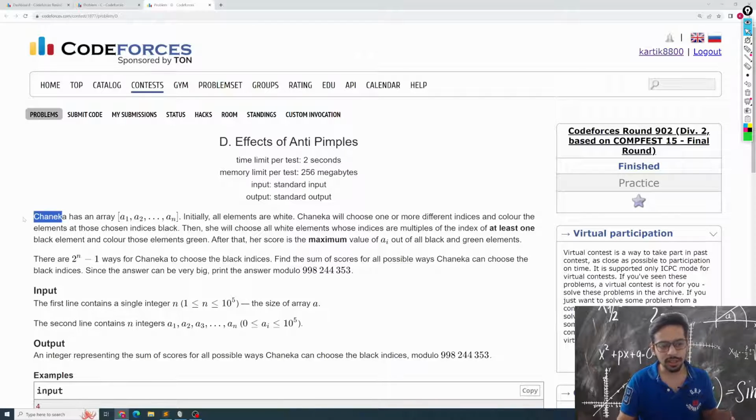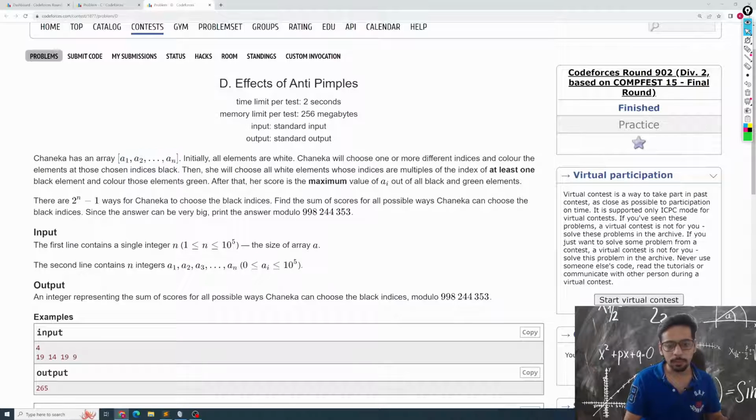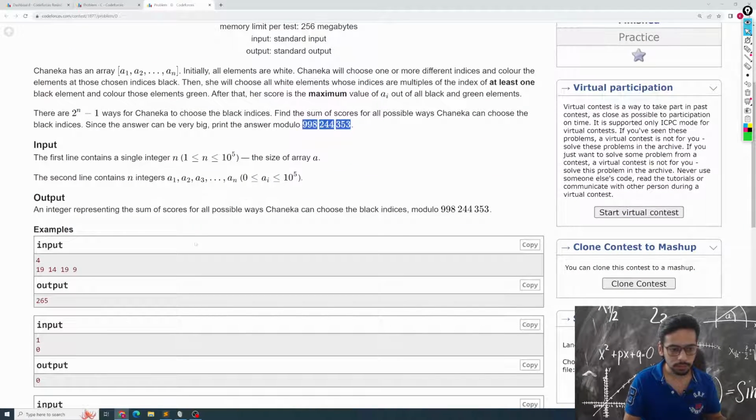Like this, Chanika will select all the possibilities. So there are a total of 2 to the power n subsets of this. Since you need to paint at least one of them black, there is 2 to the power n minus 1 subsets of this. Play out every possibility. Paint one subset as black. Paint their multiple indices as green, and then see which is the maximum amongst them. That is the score for that configuration, and then sum that up, give that modulo this thing.